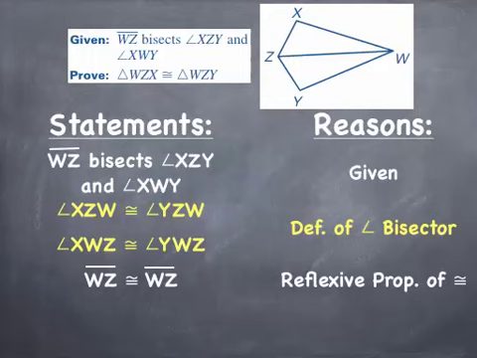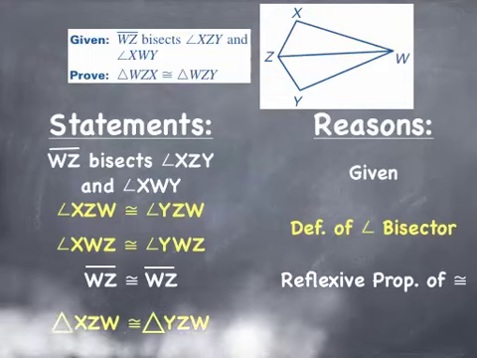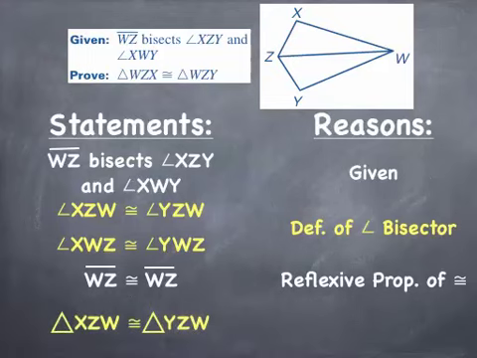Because that segment is included between the two angles that I used the definition of angle bisector to say were congruent, I can go ahead and say that the two triangles are congruent because of angle side angle.